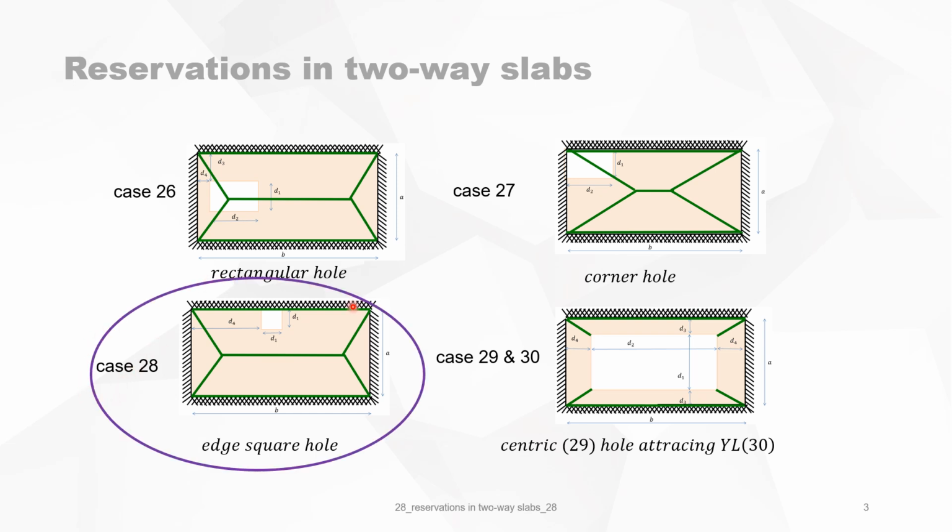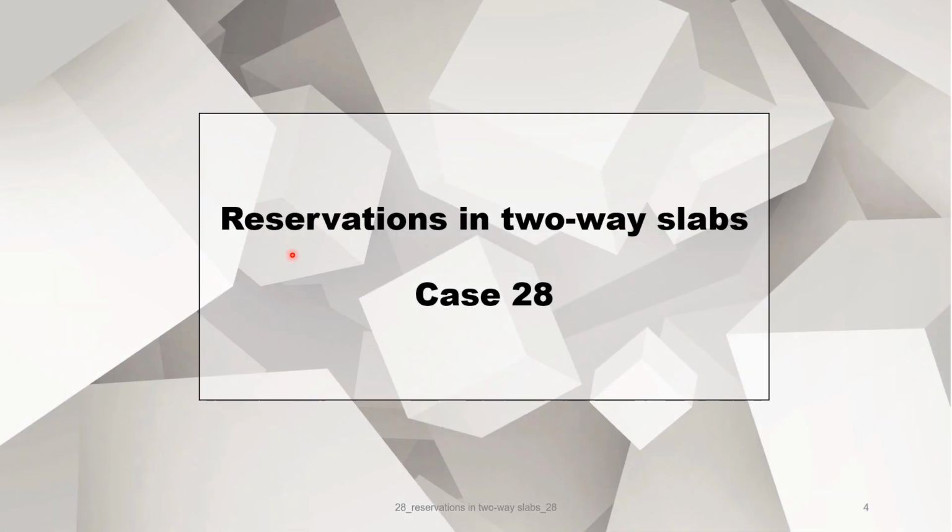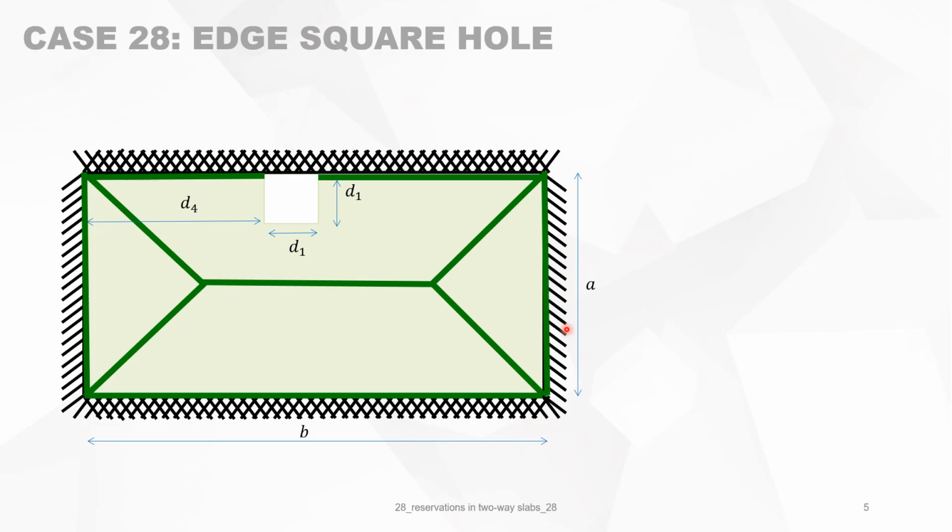And we will deal now with case 28, which gives you an edge square reservation on the top side of the slab. Reservations in two-way slabs, case 28. We first take a look at different geometric characteristics of case 28. The longest side B of the slab must be between A and 2A to have a two-way slab.